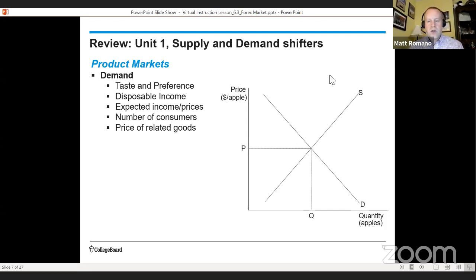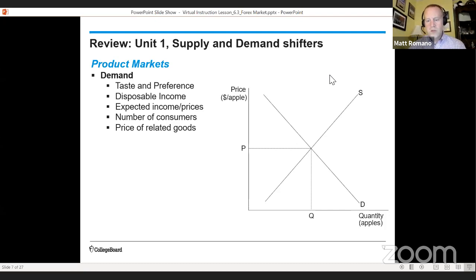Number of consumers in the market. If there are an increased number of consumers, that could be a geographic thing where more people move into a geographic market. That's going to increase demand for that product. And of course, if people are leaving, that's going to decrease demand. And of course, there's crossover here. Taste and preference can increase the number of consumers in the market.